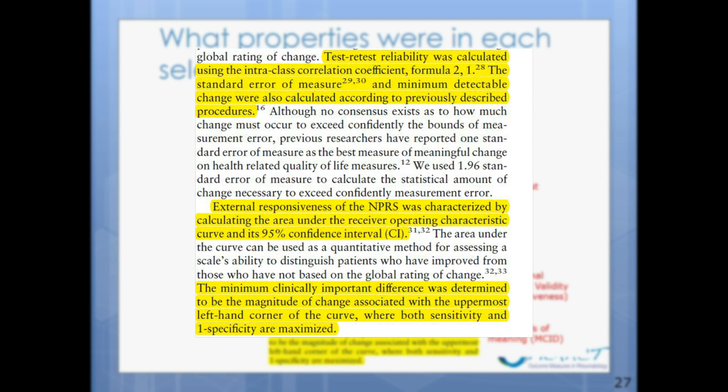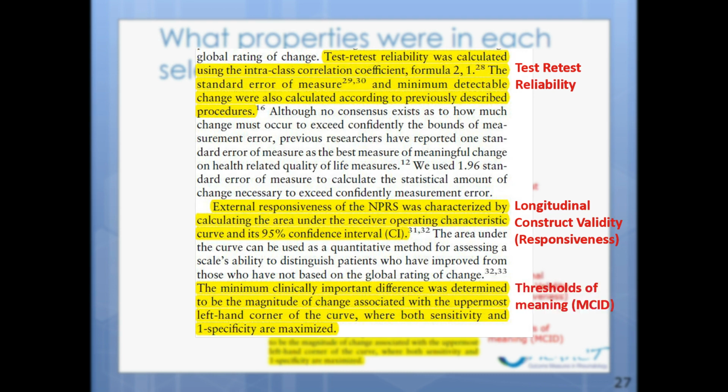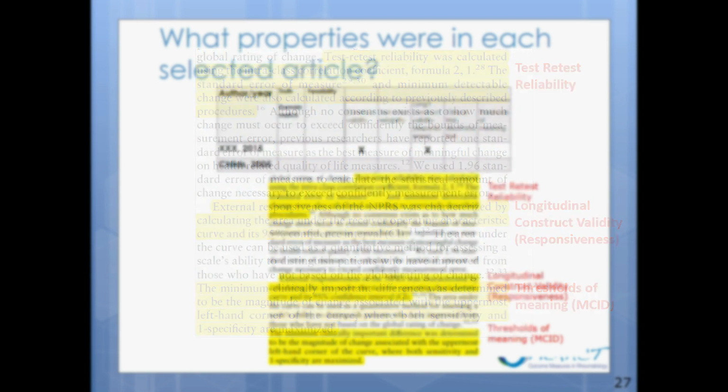We've clipped part of their methods from this article, and you can see the first section talks about the property of test-retest reliability. And then as we go lower, you can see that external responsiveness of the numeric pain rating scale is characterized by the area under the curve, and that's longitudinal construct validity or responsiveness. And then finally, they talk about thresholds of meaning at the very bottom. The minimally clinically important difference was determined. So they also looked at minimally clinically important differences.